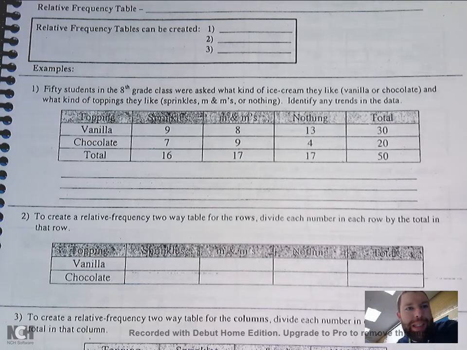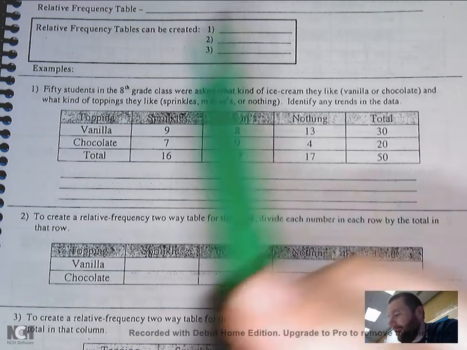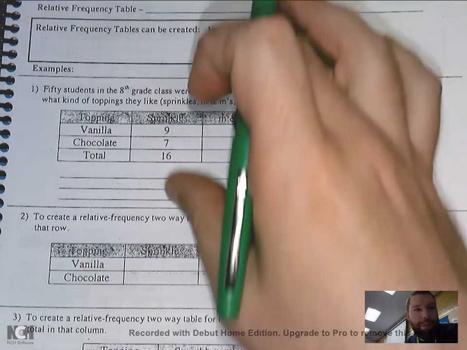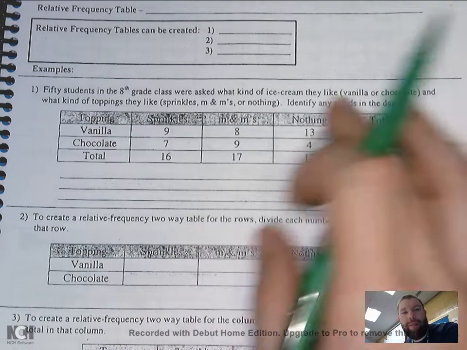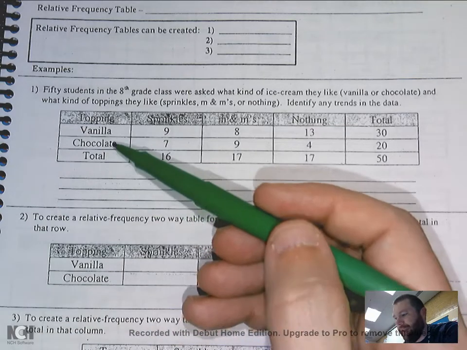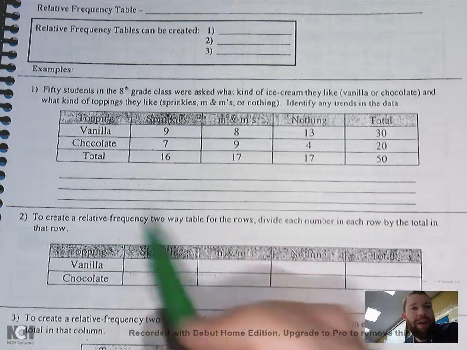Okay, so today we're going to talk about relative frequency tables. We already talked about two-way frequency tables yesterday, right? That's where we have two different types of data being compared so that we can more easily digest that information. Like this one is the types of ice cream with the types of toppings, right? What people prefer.